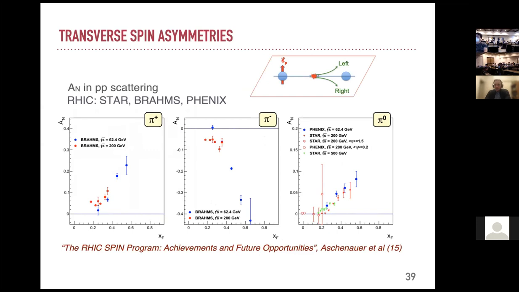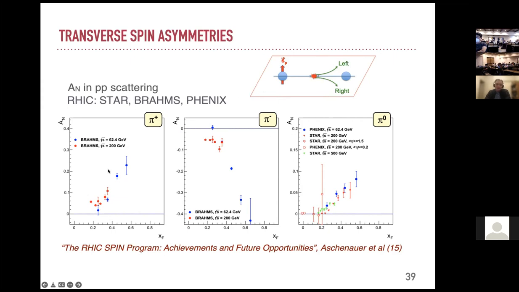And as I mentioned before, the Sivers and Collins functions were introduced to describe actually these asymmetries, which are the so-called A_N asymmetries in proton-proton scattering. So let me go very quickly here. Maybe the simplest asymmetry one can measure is to just scatter two protons, one of them transversely polarized, and measure how many pions go to the left or to the right of the scattering. This transverse polarization will allow me to define a plane, and I can combine what is left, what is right.